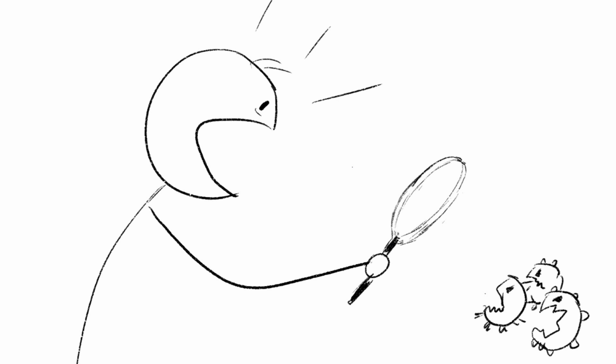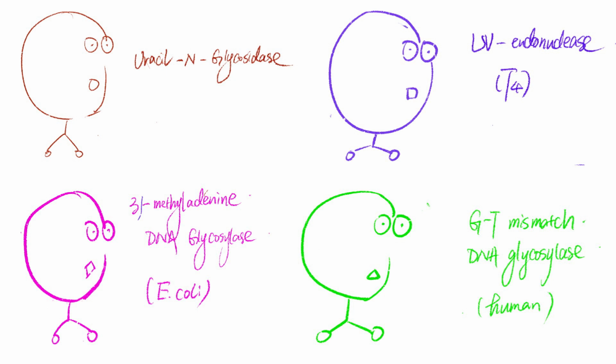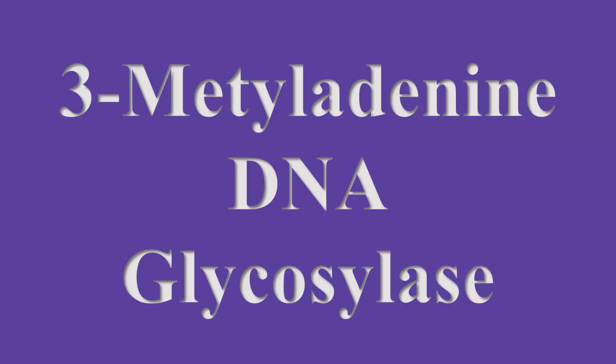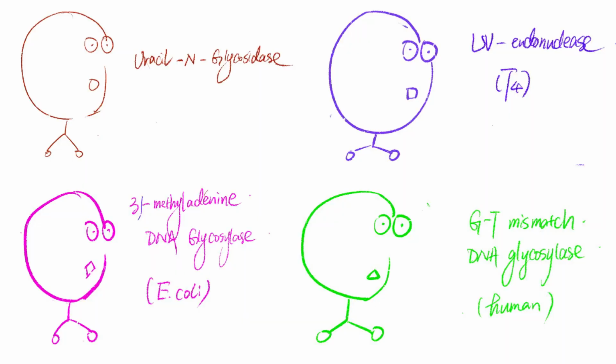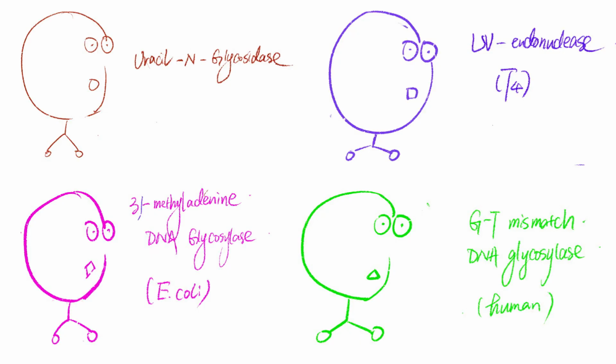The revelation of uracil DNA glycosylase marked the beginning of a new era. Multiple DNA glycosylases were discovered successively. By the mid-1990s, a dozen of such enzymes had been identified, including 3-methyladenine DNA glycosylase from E. coli, UV endonuclease from T4, and GT mismatch DNA glycosylase in humans. Shall we now dive into the entire intricate repair mechanism?